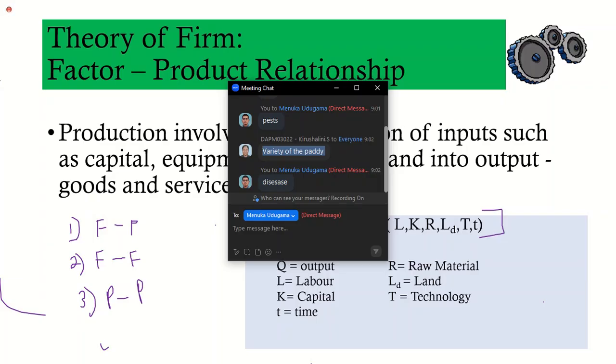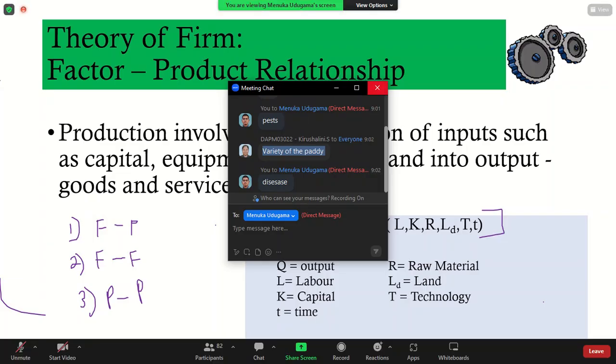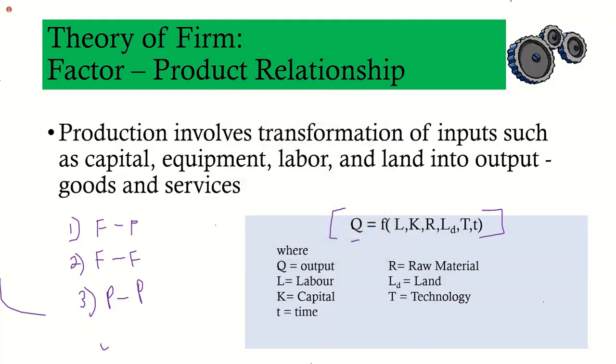Now if you write all those factors in the form of a function, like what you see here, we call this a production function. This entire function would help us to quantify the impact. L is labor. K is capital. R is raw material. LD is land. T is technology. Then simple T, time. For example, if you want to forecast what the quantity would be in 5 years' time, you can do that by using time series data.